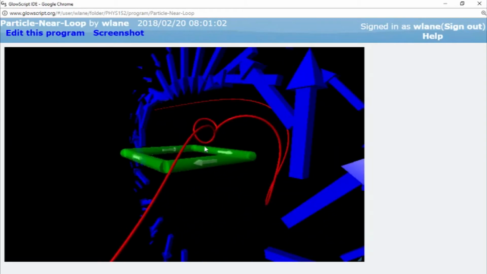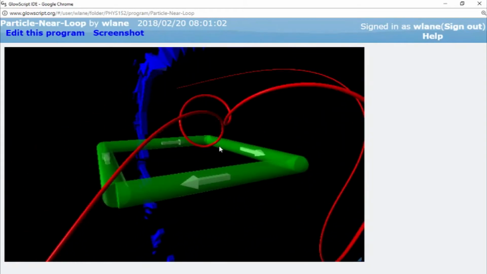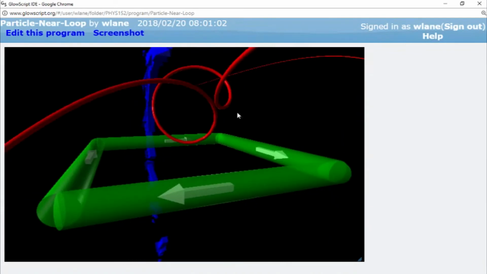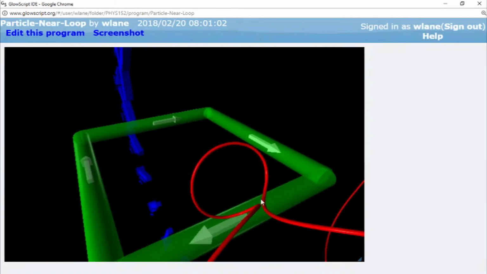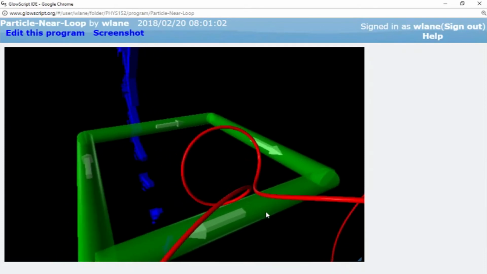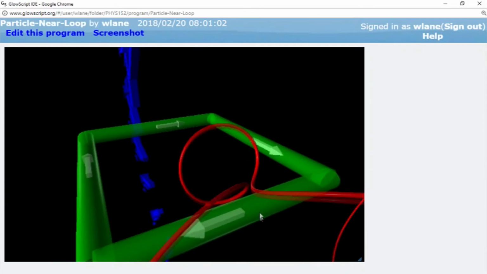Oh, that is cool. Did that thing tie itself in a knot? Okay, that trajectory never crossed over itself, which is pretty cool. It almost crosses right here, but it never touches its past points.